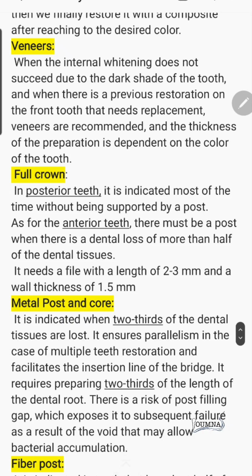Veneers. When the internal whitening does not succeed due to the dark shade of the tooth, and when there is a previous restoration on the front tooth that needs replacement, veneers are recommended, and the thickness of the preparation is dependent on the color of the tooth.